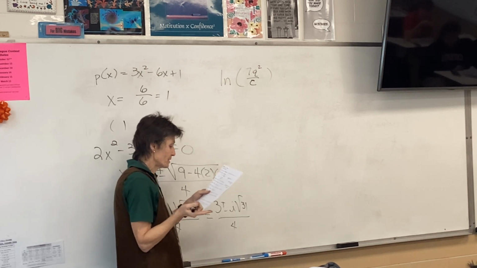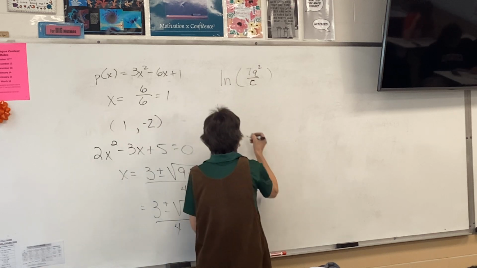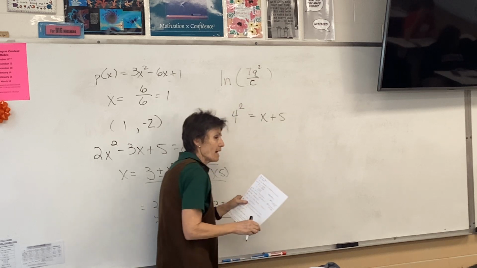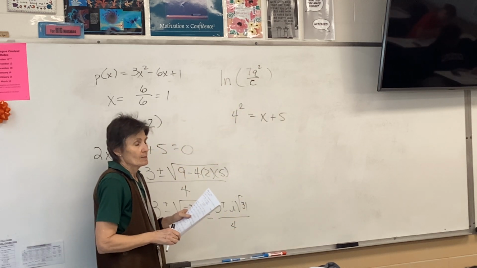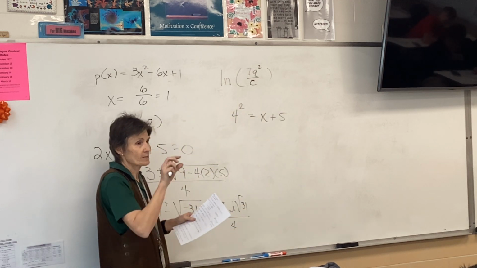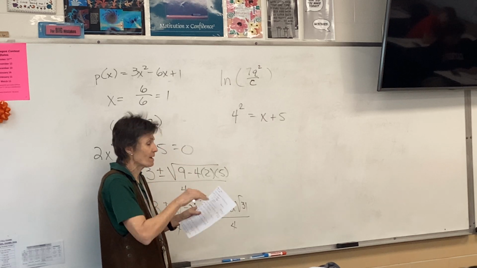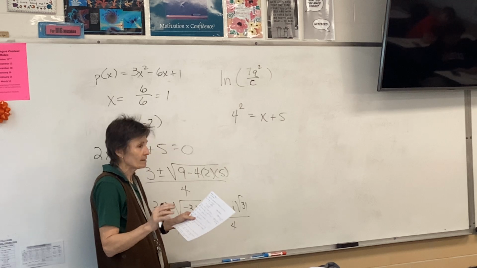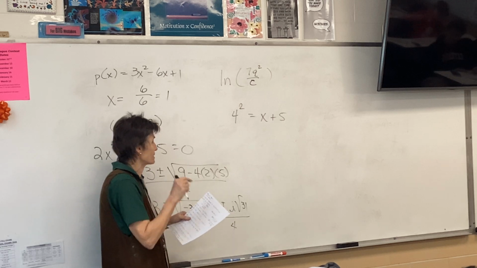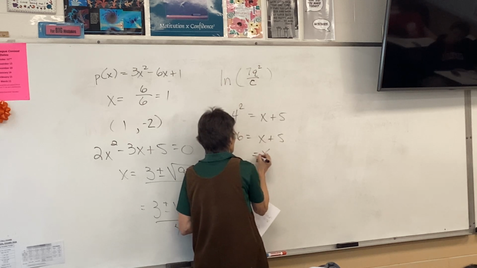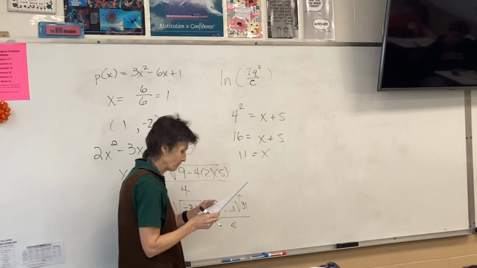This is also one we just did. How are you going to solve that? 4 squared equals x plus 5. You're doing it. Absolutely. Some of you just stuck a logarithm randomly on the other side and then crossed it out. You can't do that, right? The only way to get rid of that logarithm is to exponentiate it. So 16 equals x plus 5 and x equals 11.